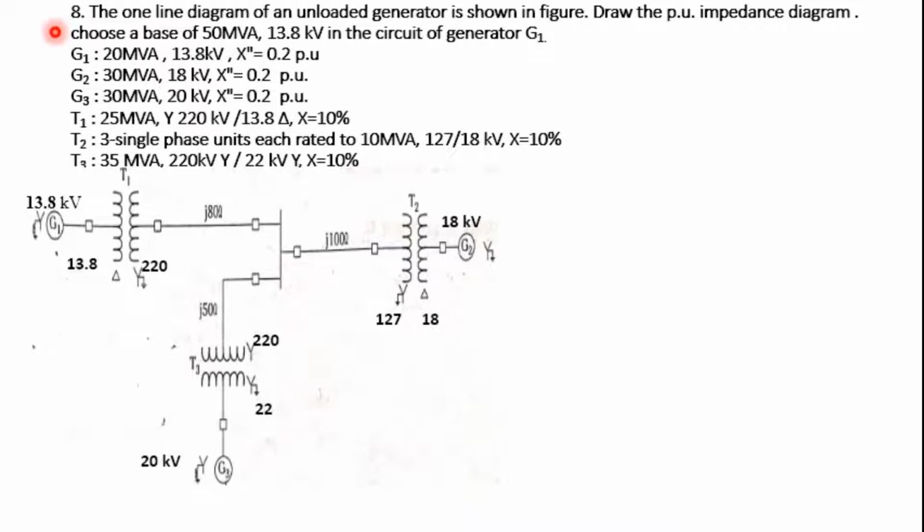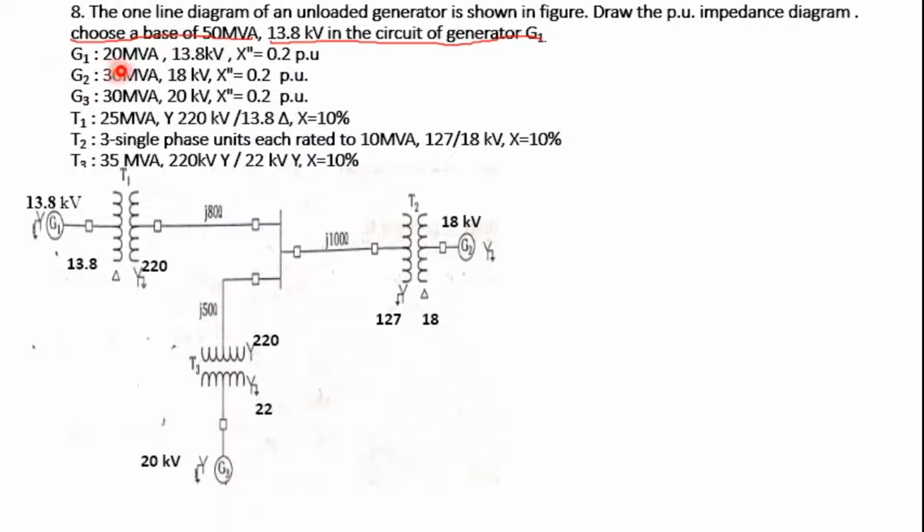Continuation of the numericals. The numerical is like this: the one line diagram of an unloaded generator, which is shown in the figure here. Draw the per unit impedance diagram. We need to choose a base of 50 MVA, 13.8 kV in the circuit of generator G1. So this is the base value of the problem.